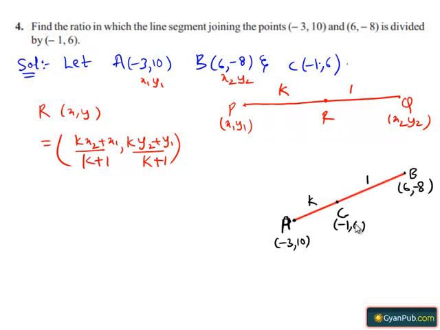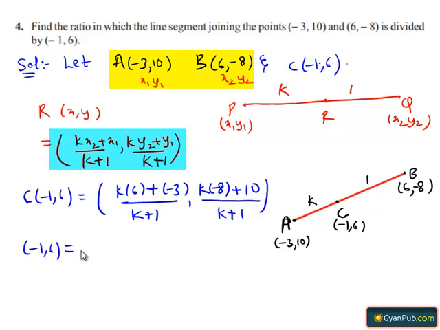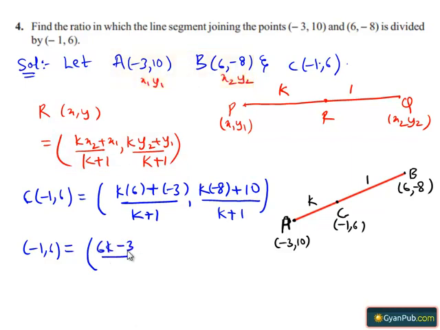The coordinates of the point C, which divides AB in the ratio k:1 internally, is given by C(-1, 6) = ((kx2 + x1)/(k + 1), (ky2 + y1)/(k + 1)), that is ((k times 6 + (-3))/(k + 1), (k times (-8) + 10)/(k + 1)). So (-1, 6) = ((6k - 3)/(k + 1), (-8k + 10)/(k + 1)). Now let us equate the x coordinates.